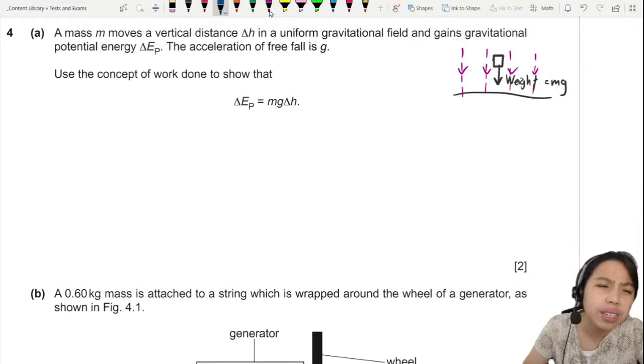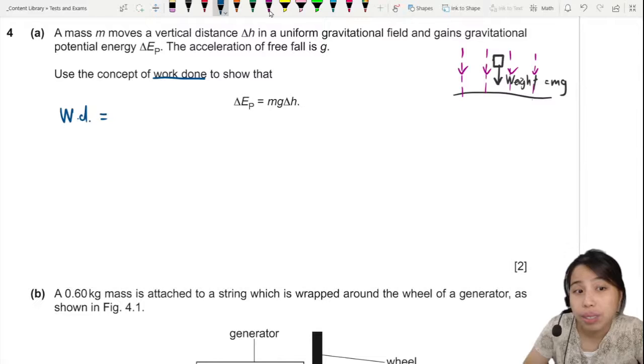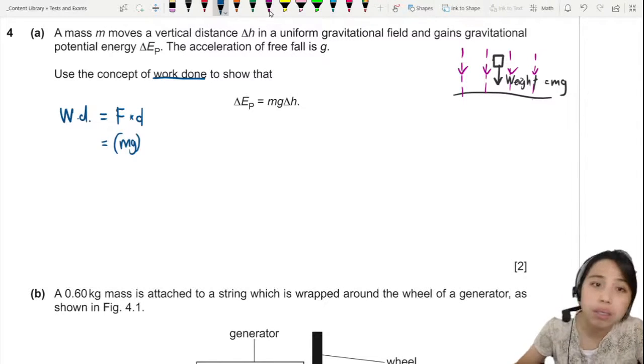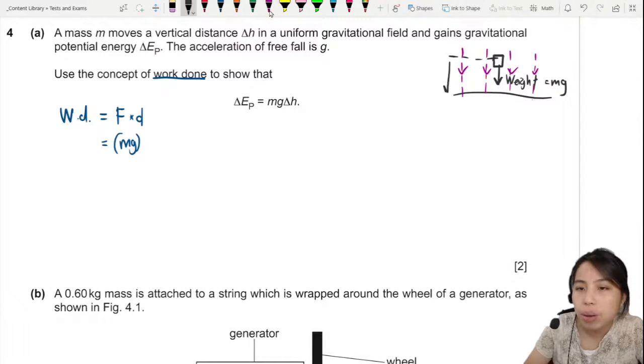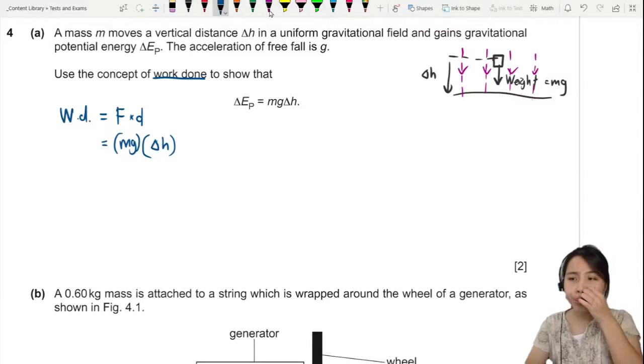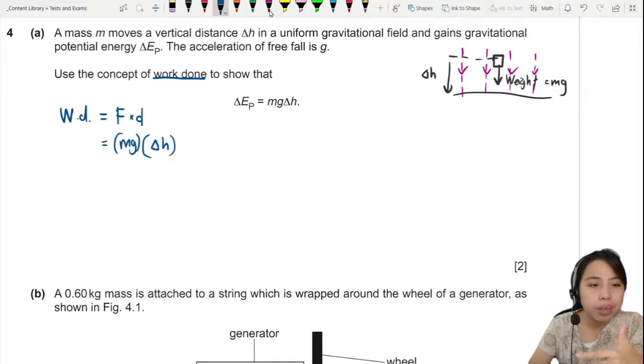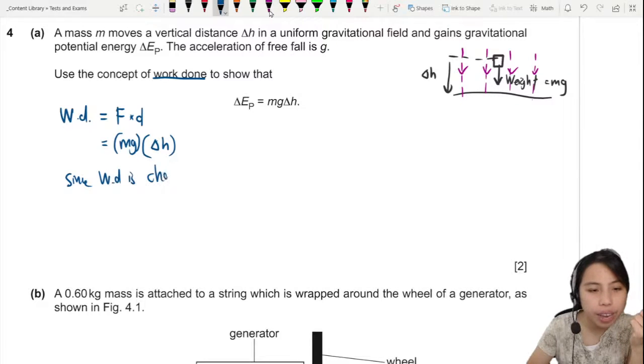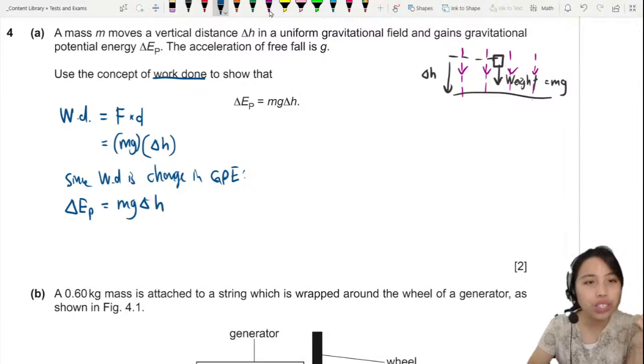So if you have to prove this, let's think of the concept of work done. Work done is force times distance, right? What's the force here? Weight. So I just say mg. What's the distance? If I move an object from, let's say, here all the way to the ground, that's a change in height, so that's delta h. Okay, so work done is a change in energy. Since work done is a change in gravitational potential energy, therefore I can say change in EP is mg delta h.